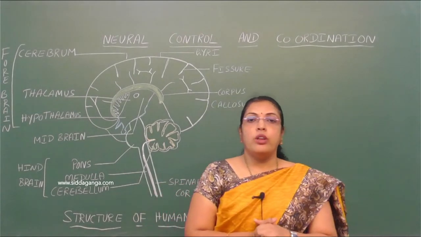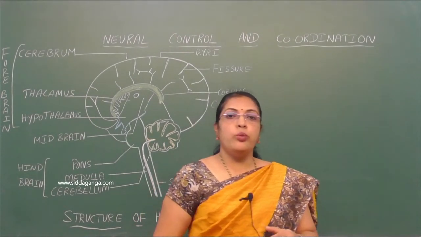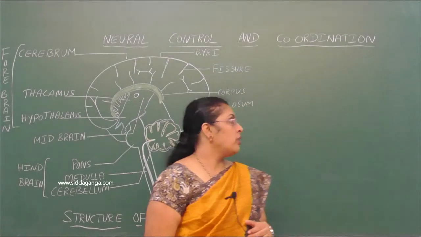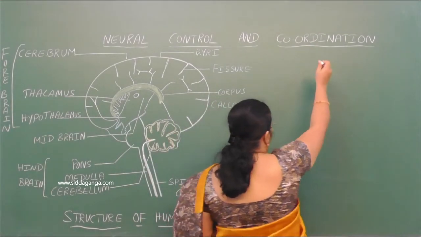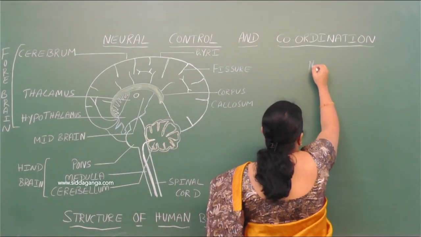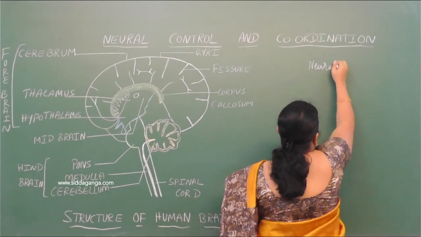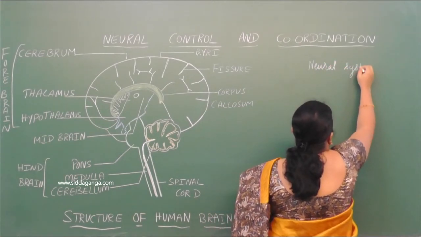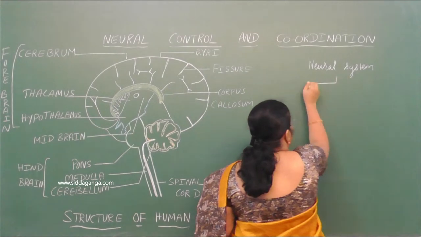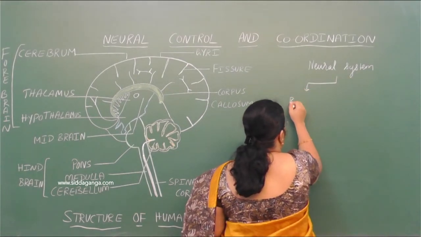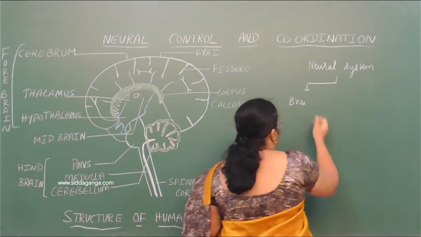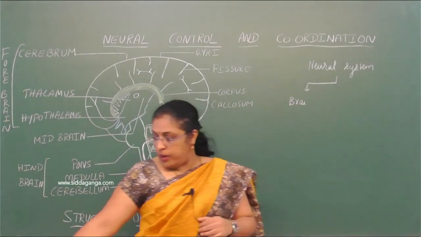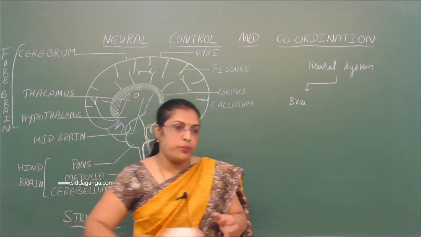So coming to the classification of neural system, the human neural system is classified into central nervous system and peripheral nervous system.